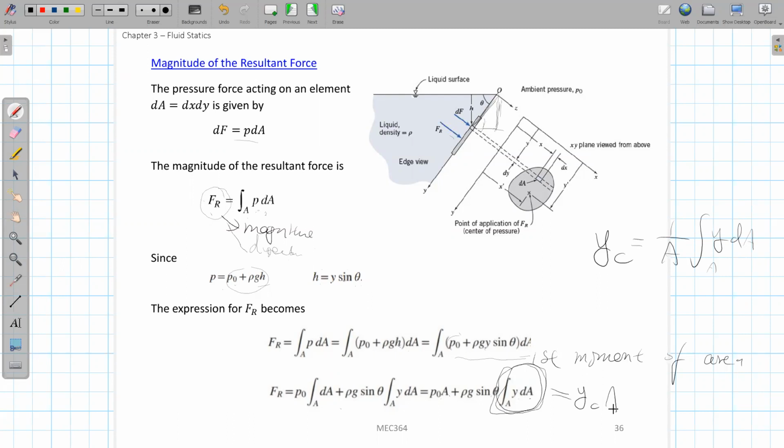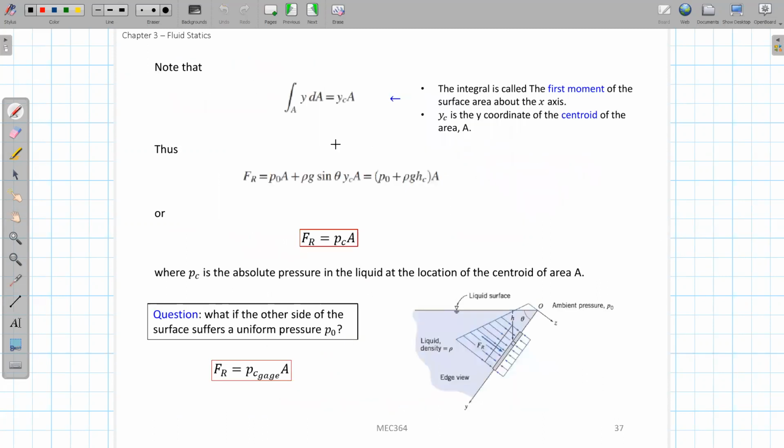Yc times A, where Yc is the Y coordinate of the centroid of this plate. So you can further write this way, and your final result you can write in this form: rho g sin theta times Yc times A.